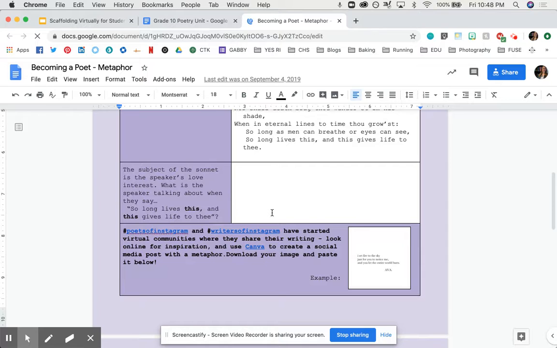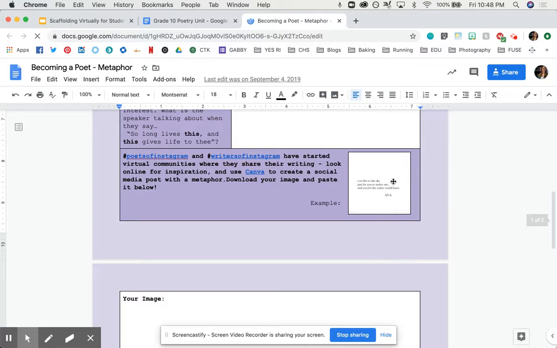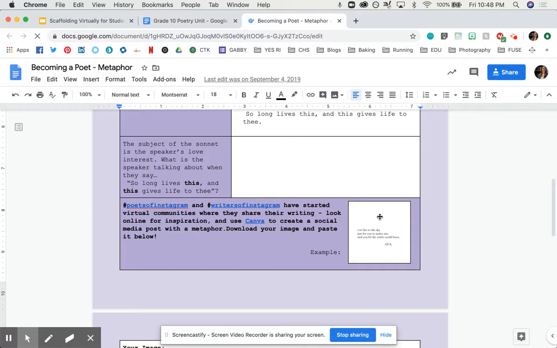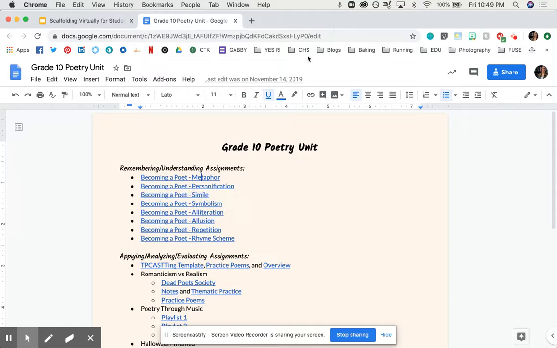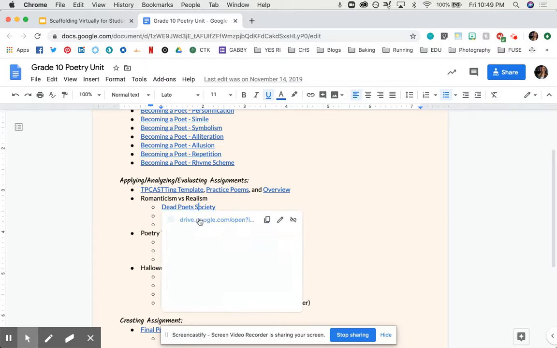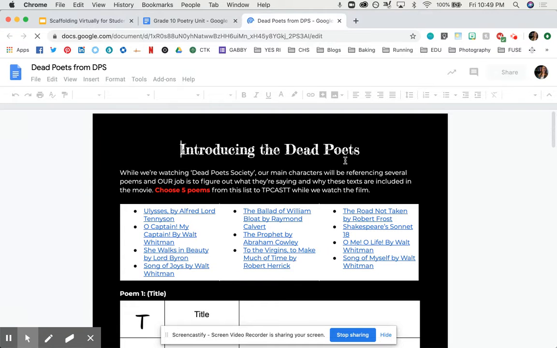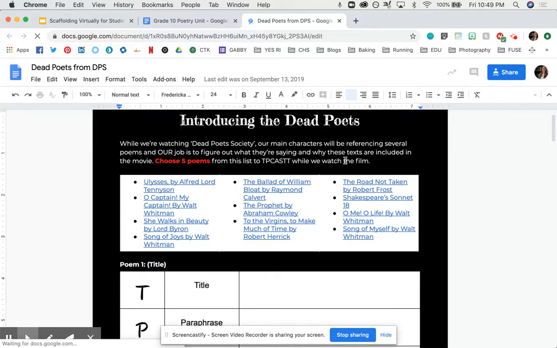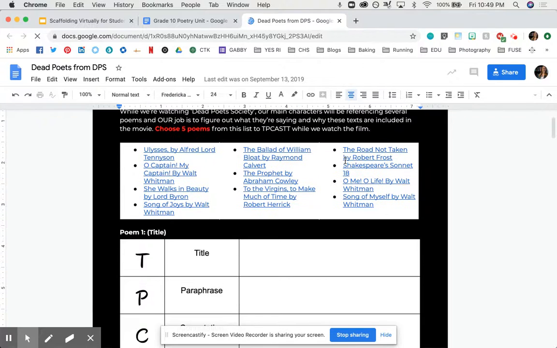Ultimately, they're creating their own metaphor using an app called Canva, and they posted or shared that image, some sort of creative thing that they could post to Instagram, for example, about their metaphor, and that's the last step. If you keep going, you can see in the applying, analyzing, evaluating stage when we watched the movie Dead Poets Society, they applied their knowledge of poetic concepts to the poems referenced by the characters in the movie. We use the typecast strategy here. And again, they're using that applying and analyzing stage through the playlist.